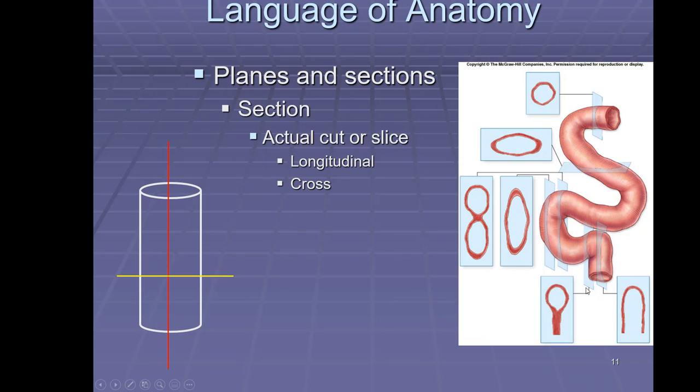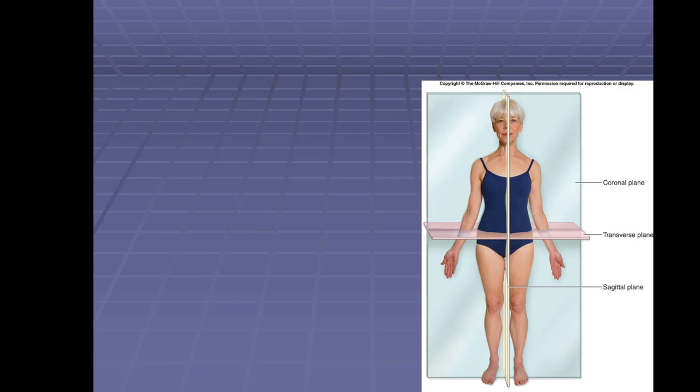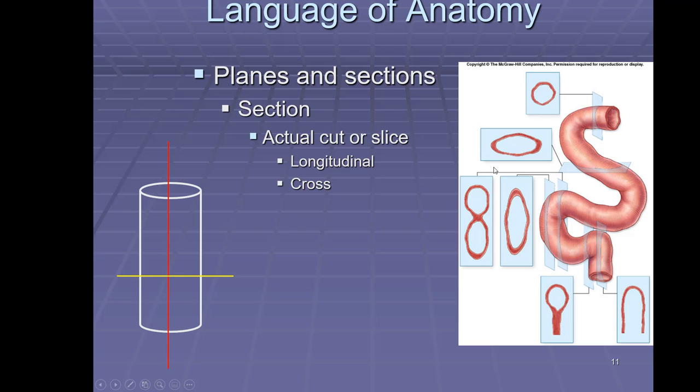So, planes and sections. I'm going to talk a little bit about sections first, and then we'll move into planes. But a section is an actual cut or slice through something. So if we were examining an organ and we wanted to see what it looks like on the inside, we could cut it and look at what's inside. But it's going to look different depending on how we cut it. Here's a picture from the textbook, but I'm going to just focus on this picture that I drew because I think it's a little bit easier to look at.